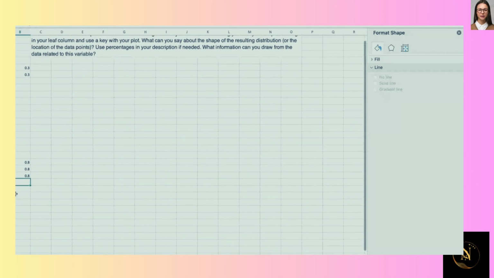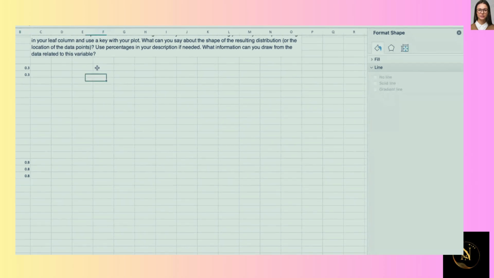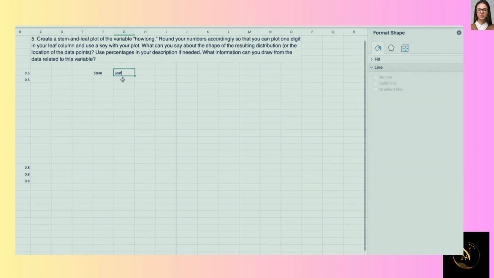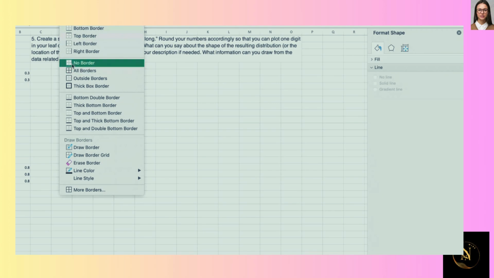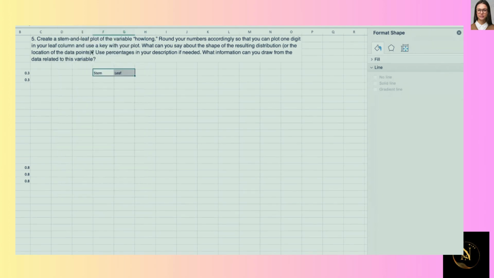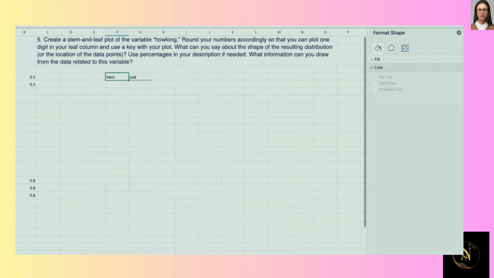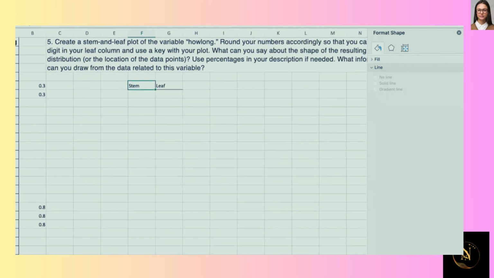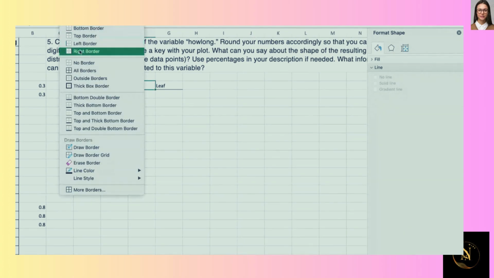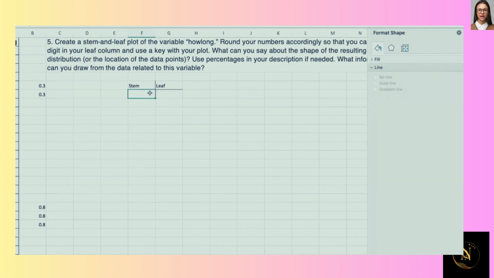Okay, and so for this, for my stem, and then I have my leaf. And I'm going to have these underlined so it looks more like a stem and leaf. And I'm also going to make this bigger so that you can see. And I'm going to do a right border, okay?